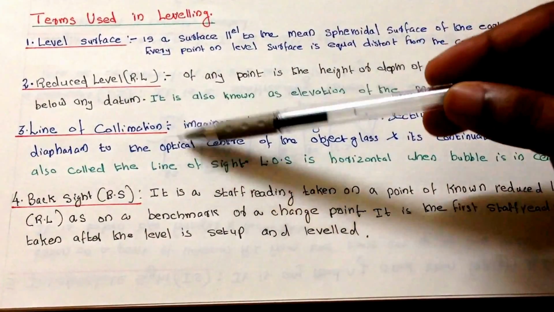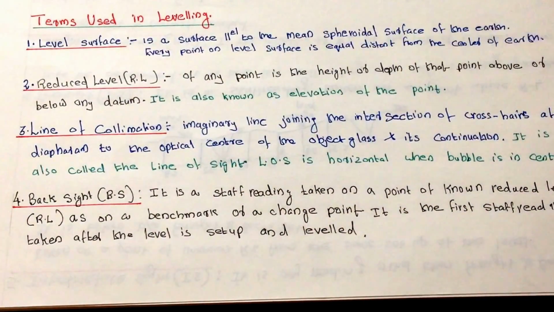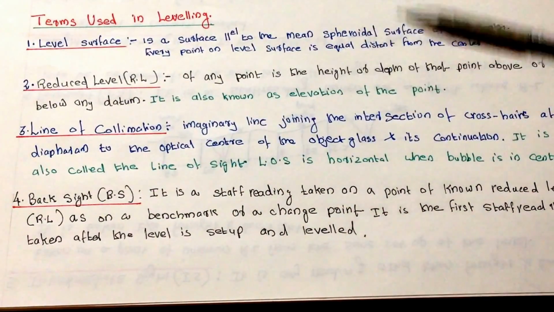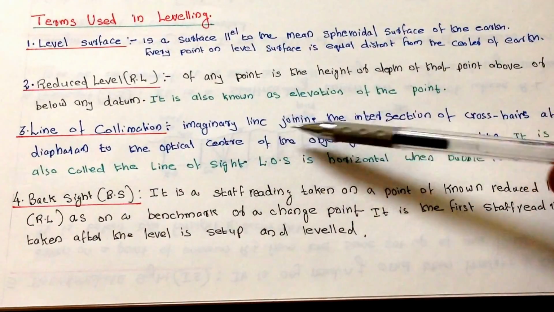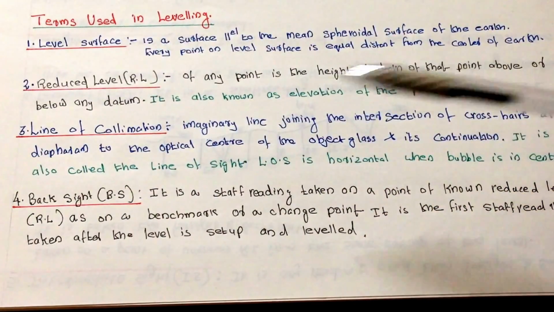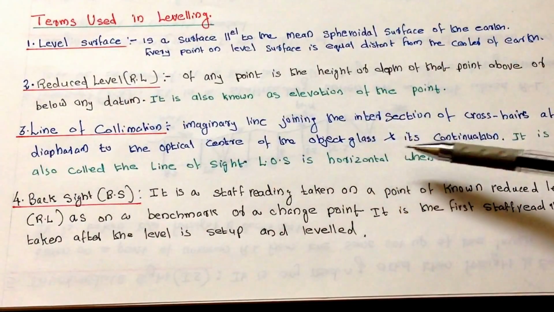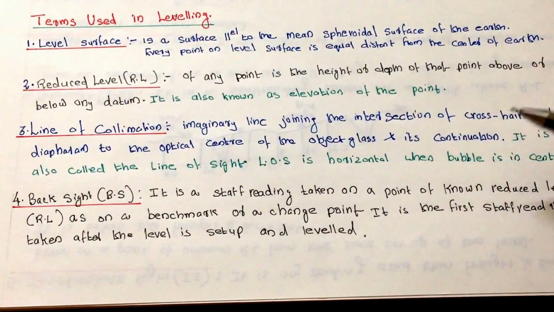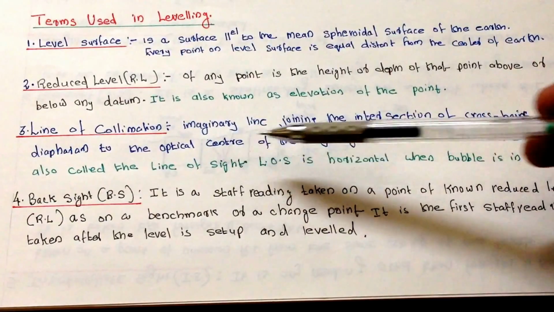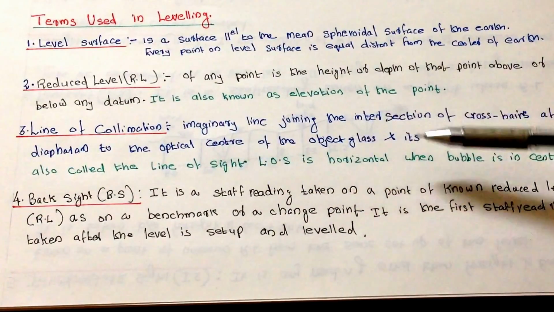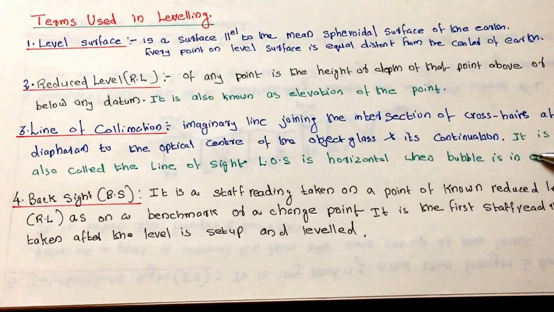Third is line of collimation. Collimation means the colliding effect, colliding or intersecting things. It is the imaginary line joining the intersection of crosshairs at the diaphragm to the optical center of the object glass and its continuation. It is also called the line of sight. LOS is horizontal when the bubble is in the center.